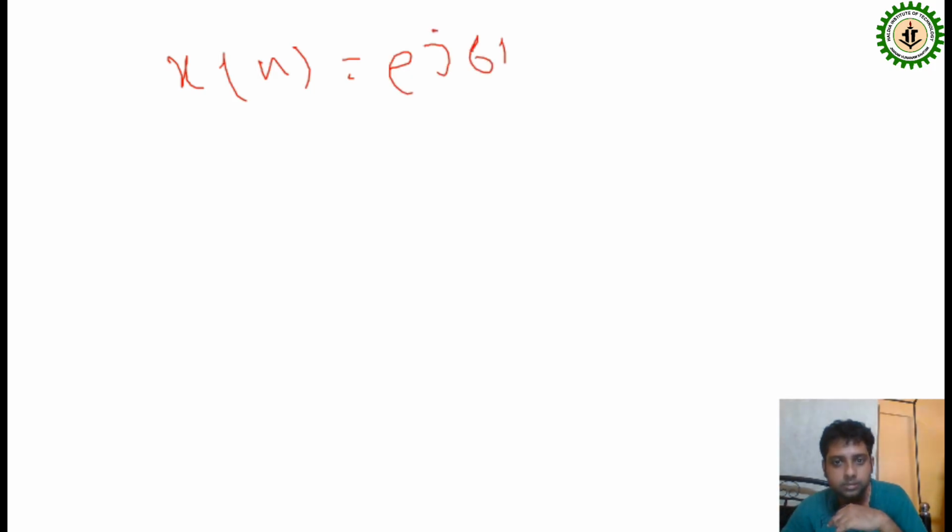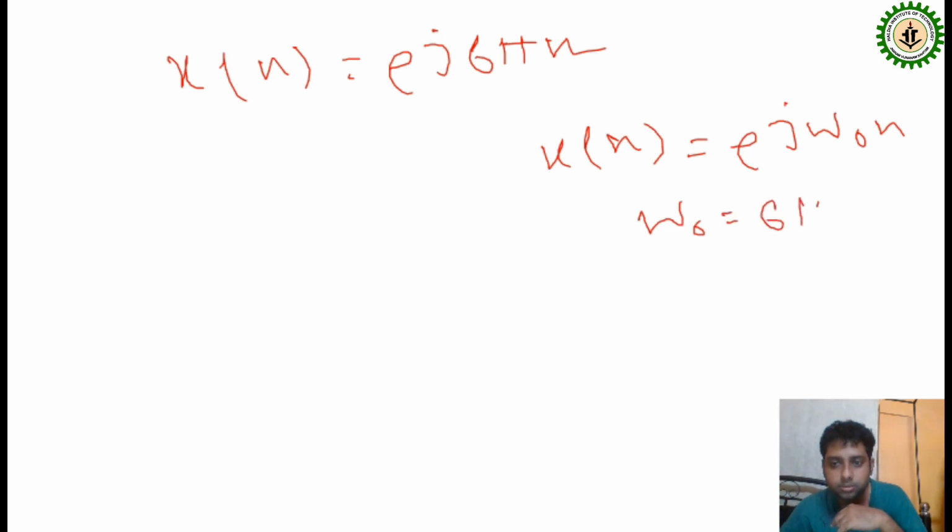that is x of n is equal to e to the power j 6 pi n. Now the question is, check whether this signal is periodic or not, and if periodic, find the fundamental period. Now to do this, we will compare this expression with the standard expression, that is x of n is equal to e to the power j omega naught n, where omega naught is equal to 6 pi.